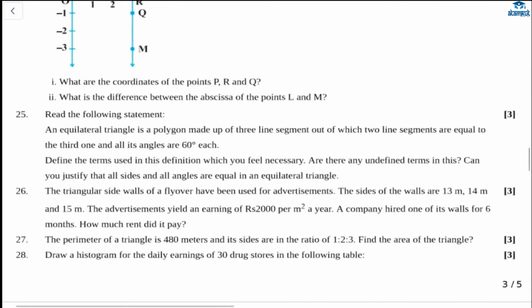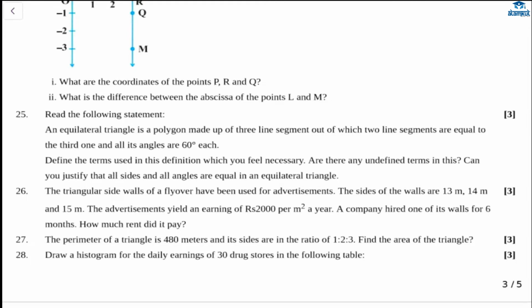Now see question number 25. Read question number 25, everybody, and tell me how it can be done. An equilateral triangle is a polygon made up of 3 line segments, out of which 2 line segments are equal to the third one, and all of its angles are 60 degrees each. This is the statement. Now listen, what is the question here? Define the terms used in this definition. You have to choose the geometrical terms used here and define those you feel necessary. Are there any undefined terms in this? Can you justify that all sides and all angles are equal in an equilateral triangle in this given condition?